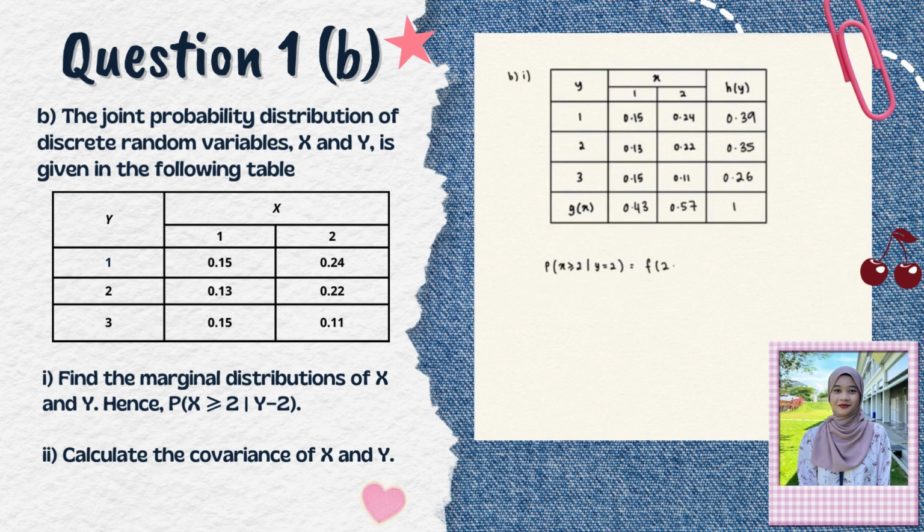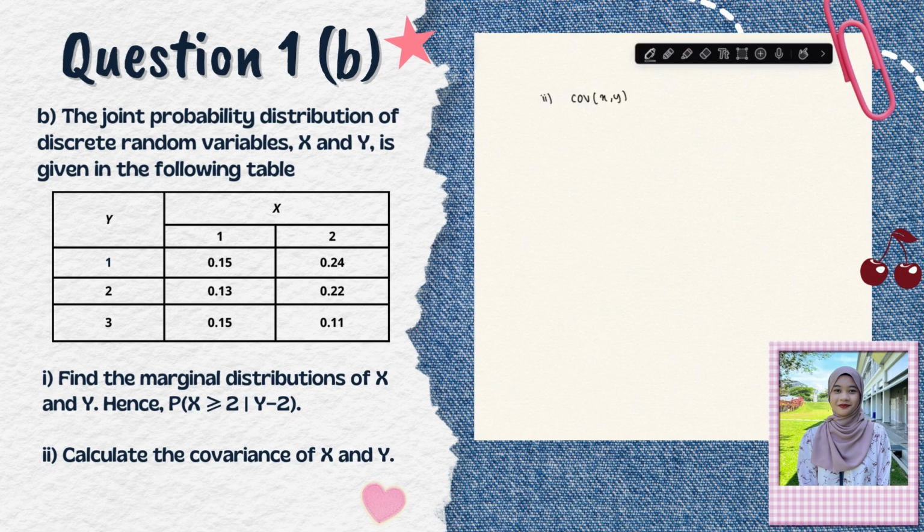Now, using the conditional distribution formula to find the probability of x is more than or equal to 2, given y equals 2. Since x takes values 1 and 2, the condition means x equals 2 only. Next, substitute the values into the formula, and the answer equals 0.6286.